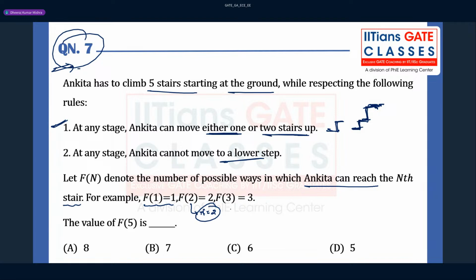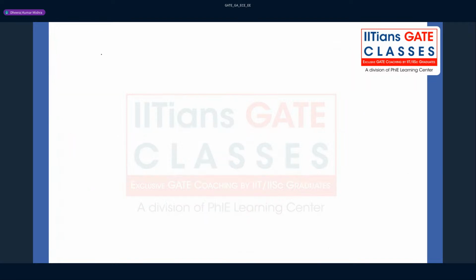Next, for N equal to 3, there are three ways. She can take three one-step moves, or a two-step followed by a one-step, or a one-step followed by a two-step. This is the understanding you have to develop. If you know this kind of scenario, there is a shortcut method you can use here, that is the Fibonacci sequence. I think you might have heard about the Fibonacci sequence.